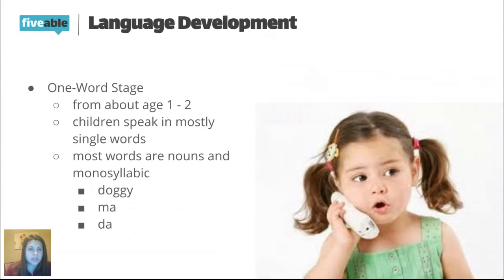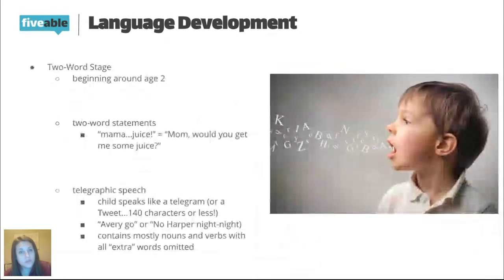From the one-word stage, we move to the two-word stage, so also quite self-explanatory. At this age, about 2 years old, it kind of goes together. Two-word stage, 2 years old, 2 words at a time. At the two-word stage, we have telegraphic speech. It's like little demands. Mama, juice. Basically, that is the equivalent of saying, Mom, could I please have a glass of juice?